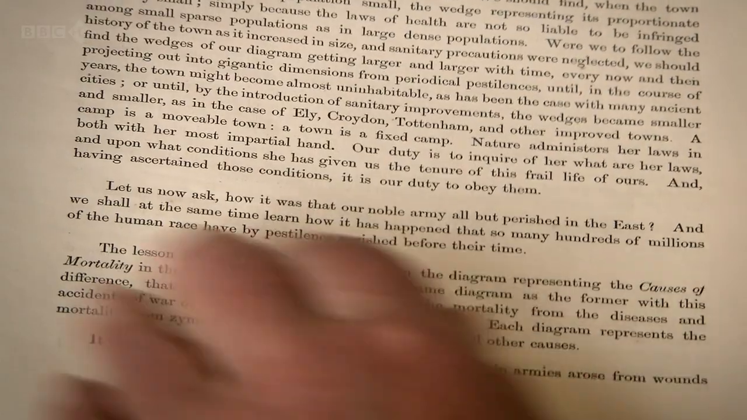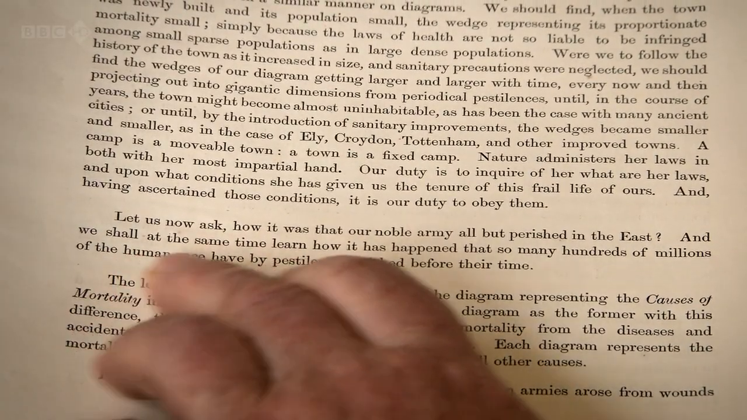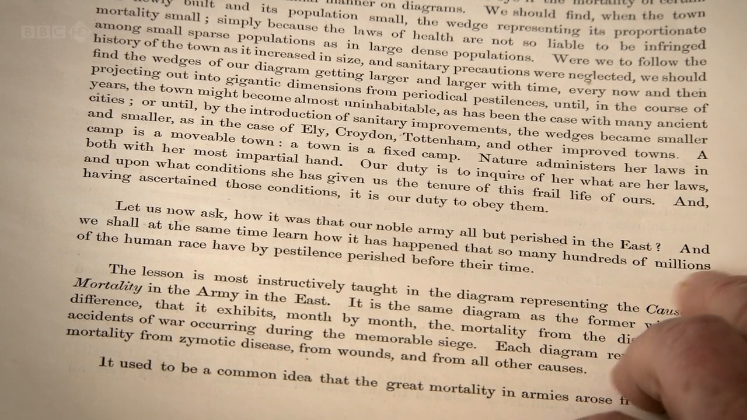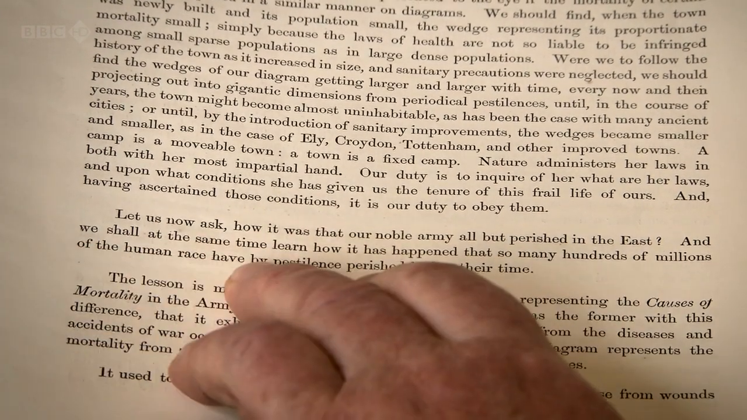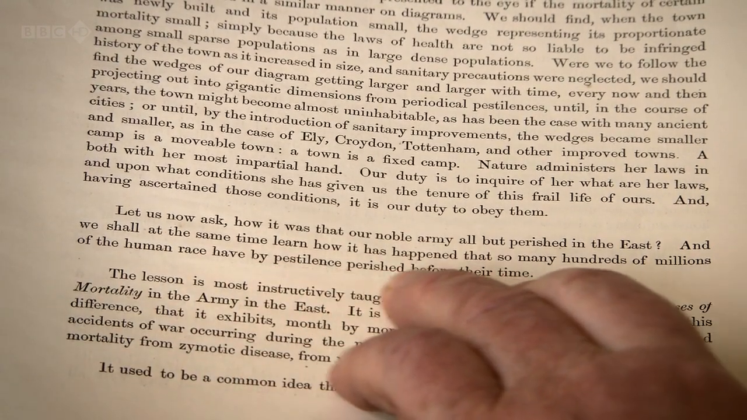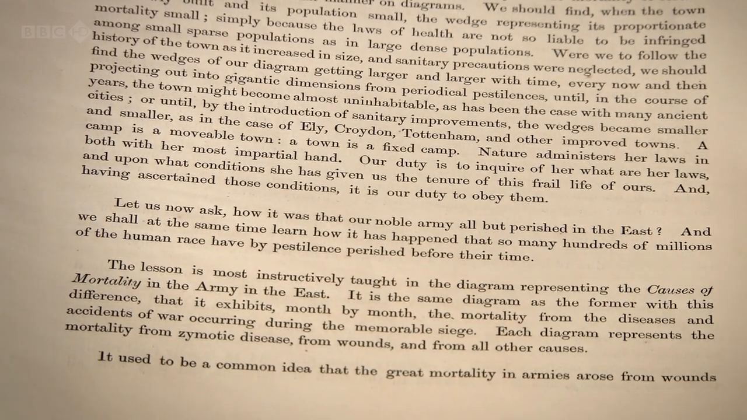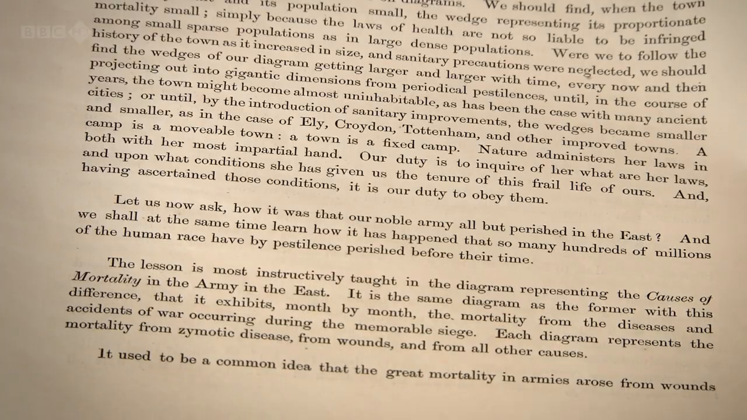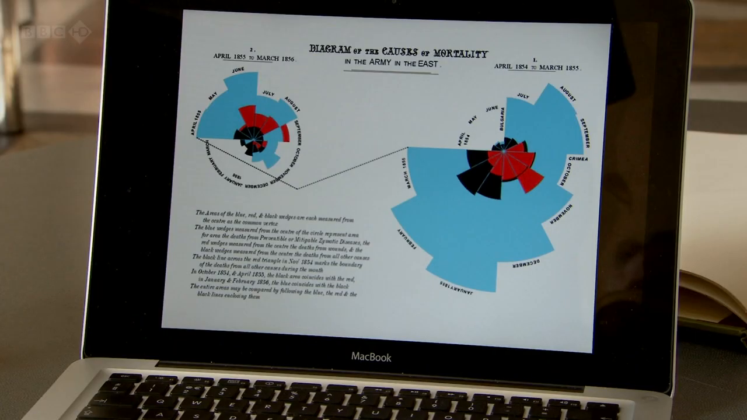And in fact, if I can just read you what she said in here. Let us now ask how it was that our noble army all but perished in the East, and we shall at the same time learn how it has happened that so many hundreds of millions of the human race have by pestilence perished before their time. So this is a diagram about a battle in the Crimea, but actually this is a weapon in a much huger political battle. Do you think politicians and journalists today could really still learn something from this diagram?